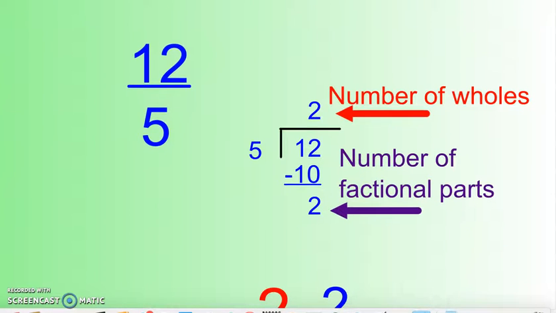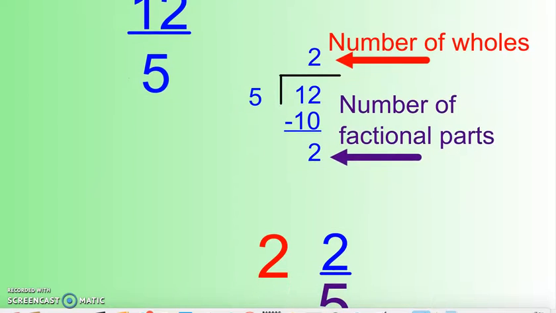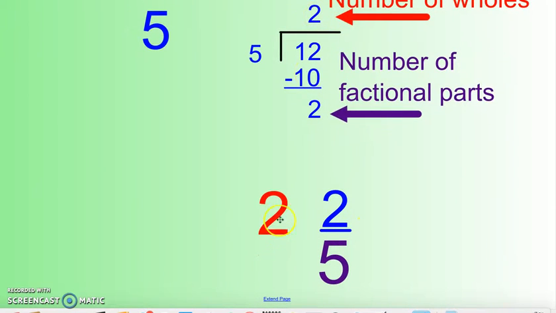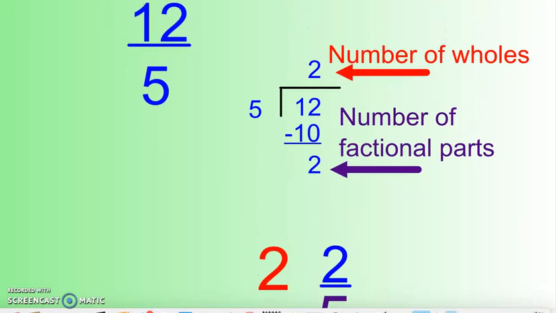And so 12/5 would be the same as 2 wholes. So 2 whole amounts, that's what we got. 5 into 12 2 times. And then this 2 is our remainder. It is the number of fractional parts that are left over. And then the 5, notice the 5 just stayed the same. That's our divisor, or we call it our denominator. And it's the number of equal parts that our whole numbers are separated into. So 2 and 2/5 would be equivalent to 12/5.